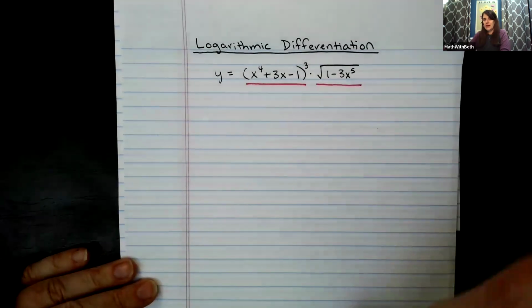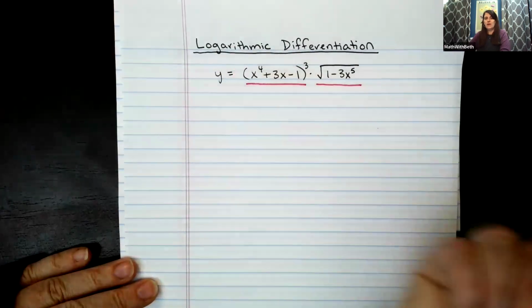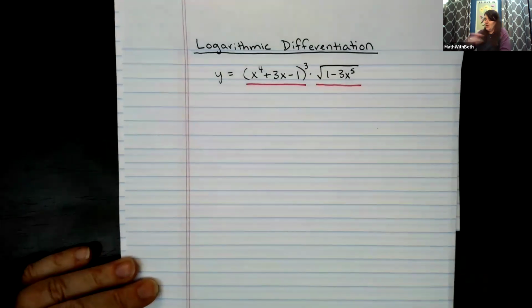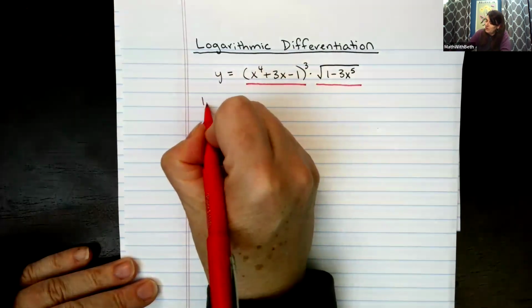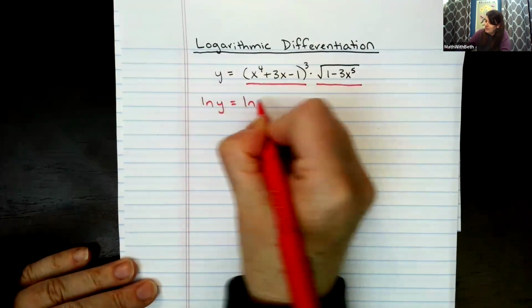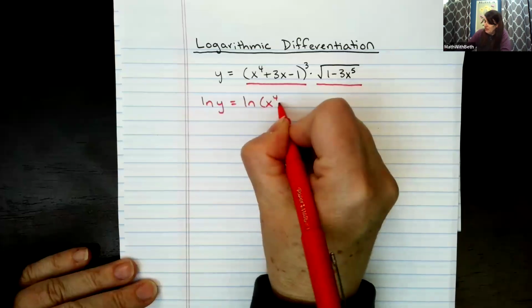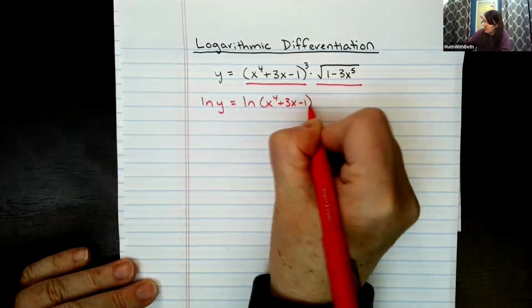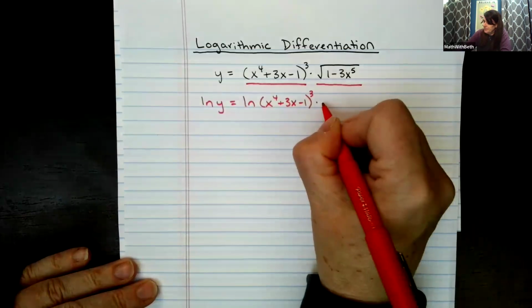So you could still do that, but I'm going to show you now why logarithmic differentiation helps. Because if I do the log, or in this case, ln, remember you can do any log, but ln just is usually the easiest one to deal with.